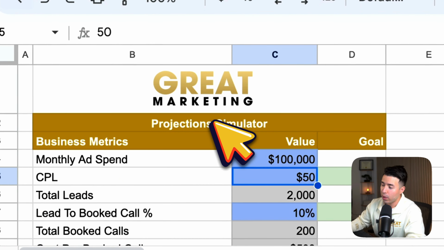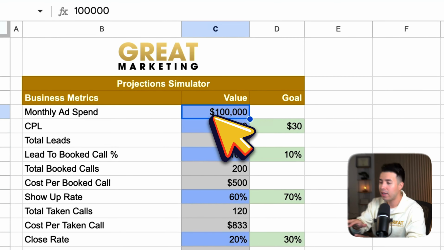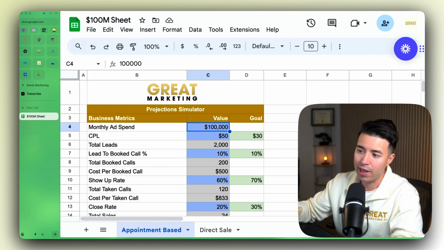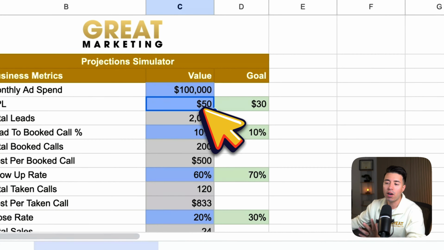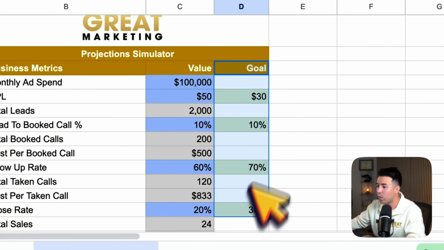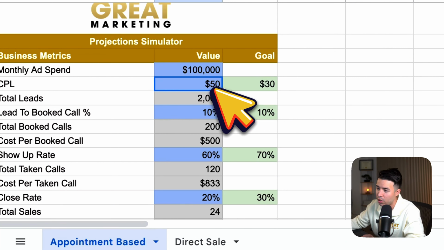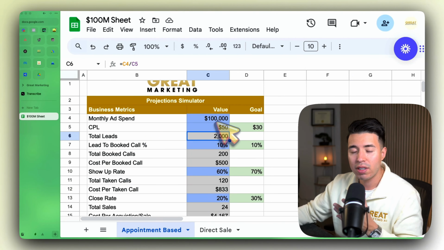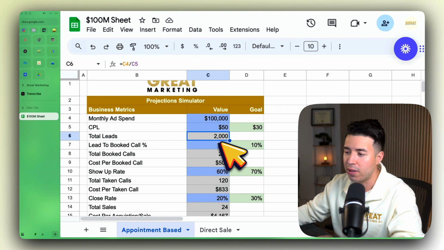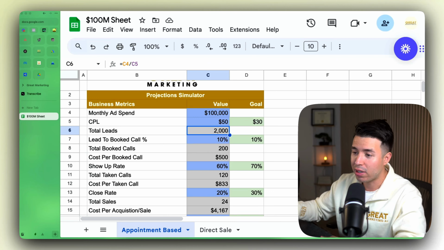Cool. So the way this works is here at the top, we have our monthly ad spend. In this example, we're going to use $100,000 in monthly ad spend on Facebook ads. And let's just say our cost per lead is $50 per lead. Right here on the right, we have certain targets we want to be at, but let's just say currently we're at $50 per lead. That means with $100,000 of Facebook ad spend, we're going to get a total lead count of 2,000. And let's just say out of those 2,000 leads, 10% of them actually book calls.